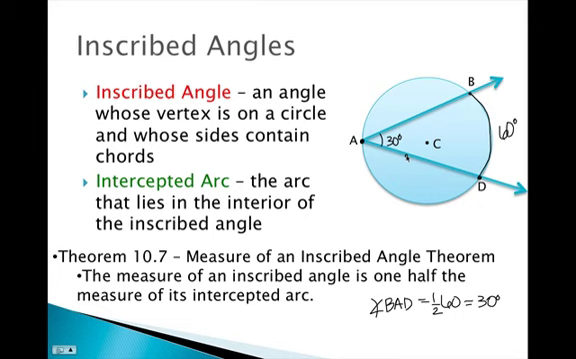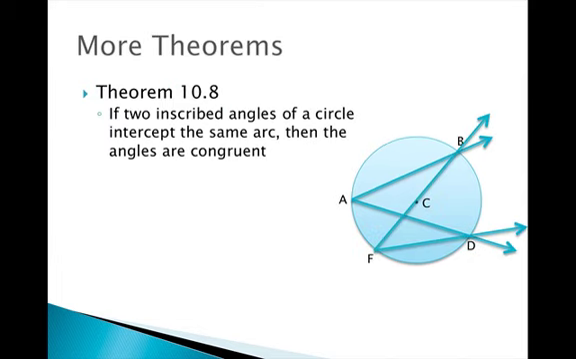And conversely, if we know this angle is 30 degrees, then the arc BD would be 2 times that angle, so 2 times 30, which is 60. Okay, so let's move on to the next slide. In this lesson, we have a lot of theorems that we're going to go through. So we just learned one theorem.